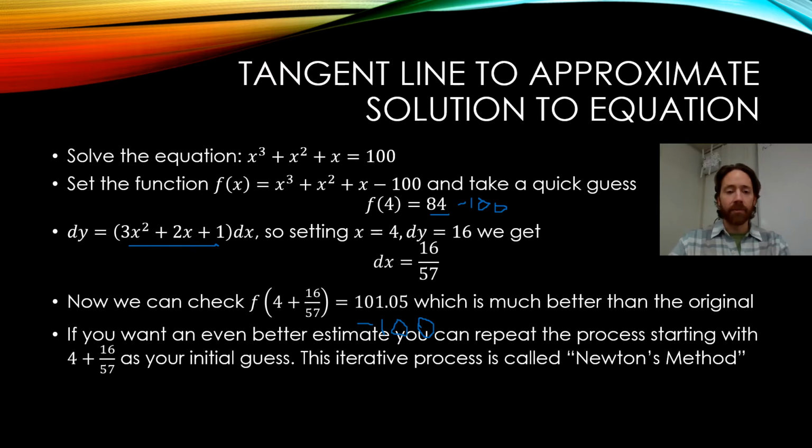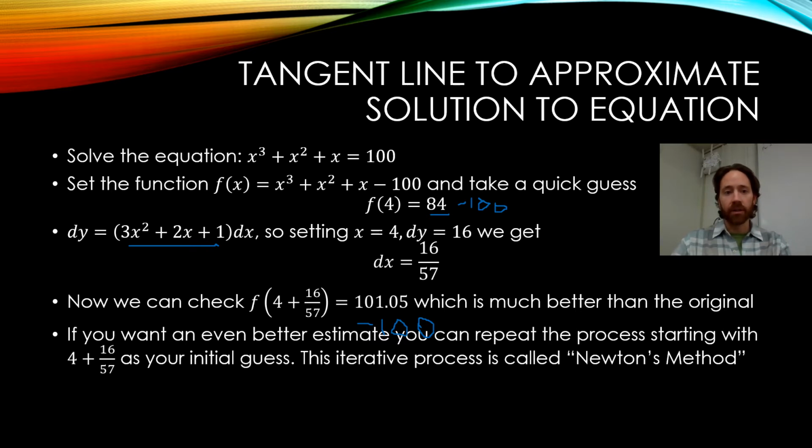If you start the same process again, but with an initial guess of whatever your answer was now, so 4 plus 16 over 57 as a guess, you can again calculate dy over f prime and have a new dx and get a new guess. You can iterate this as often as you want, and it'll approach the accurate solution very quickly. This process is called Newton's method.